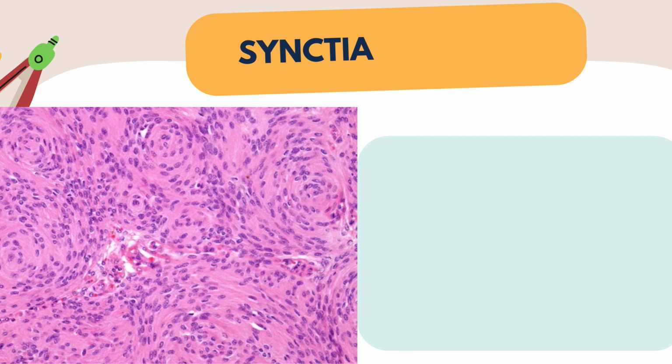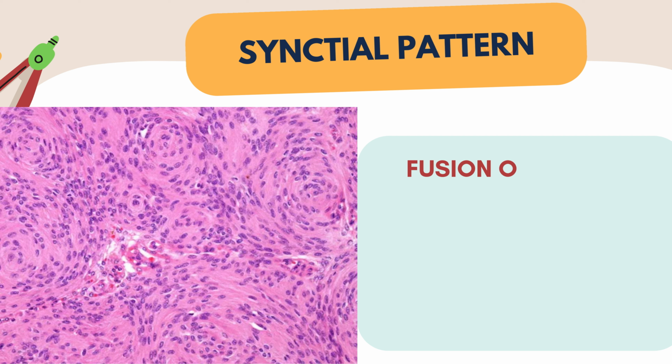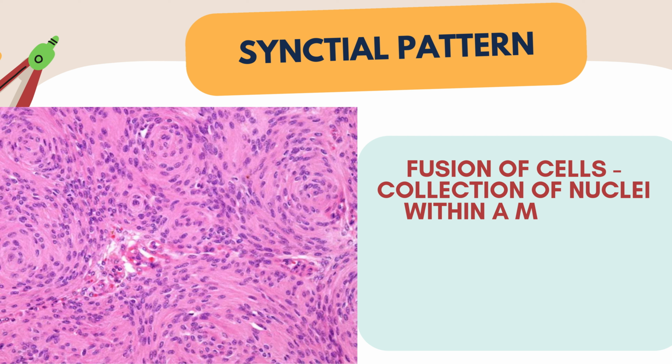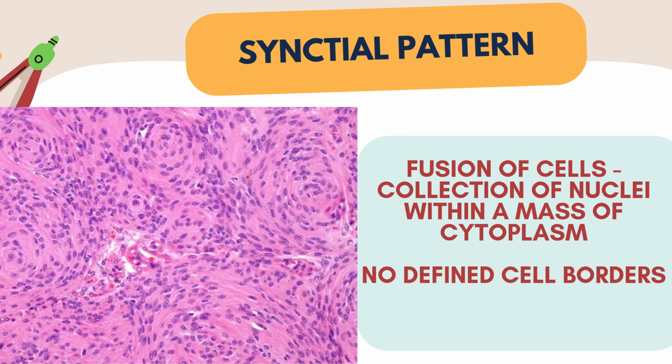The next pattern, in which cells merge like a seamless sheet, is the syncytial pattern, erasing borders to form a united tumor front, made up of fusion of cells with no defined cell borders. Most common tumor with syncytial pattern arrangement is meningioma.